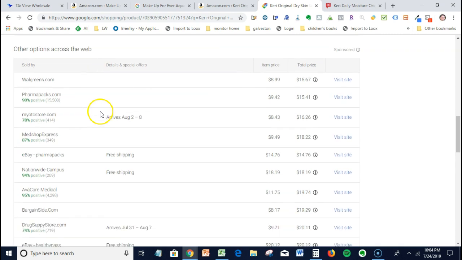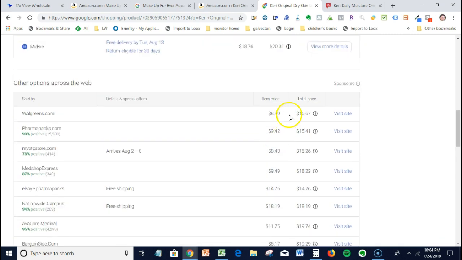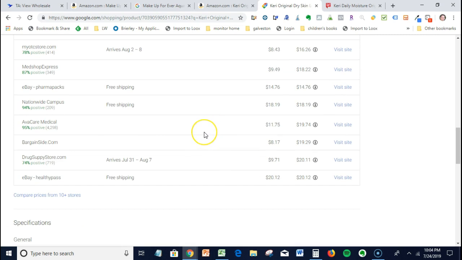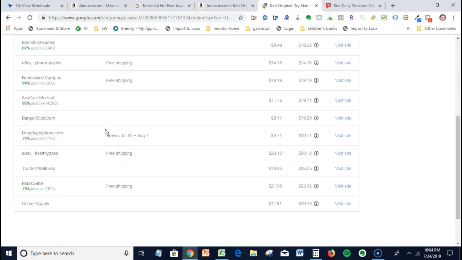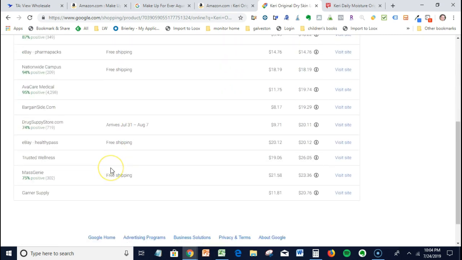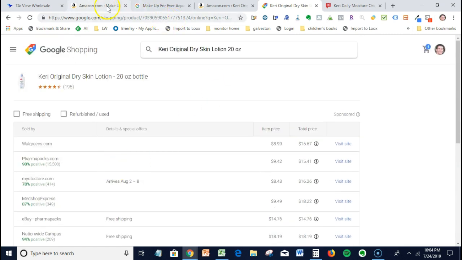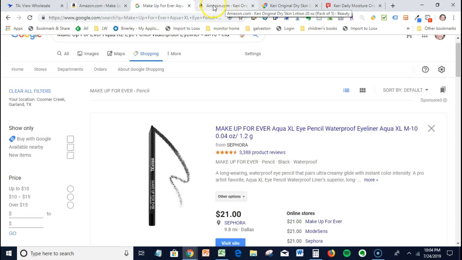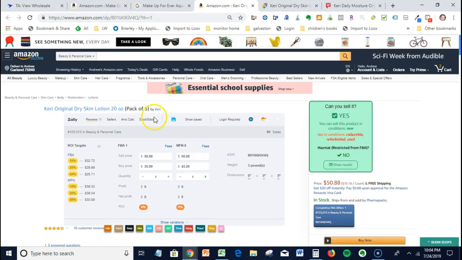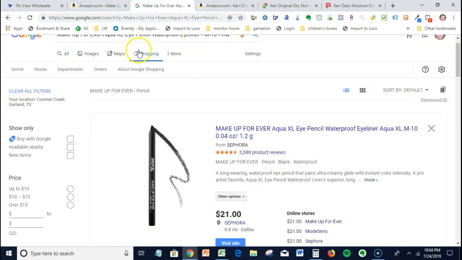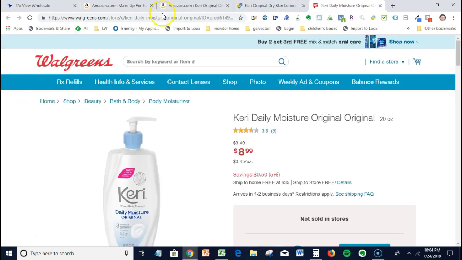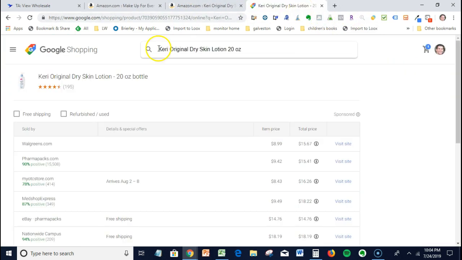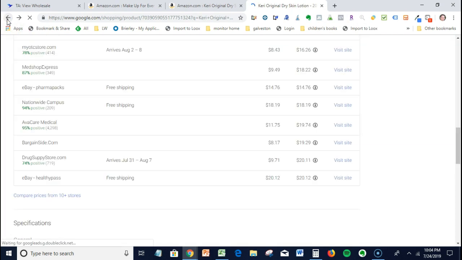Walgreens $8.99. See, the total price is there. It's $15.67. That's too much. I'm not sure if Rite Aid would ship for free or not. Yeah, so all these are really expensive. But because I saw it at Rite Aid, let's just go back to where we were on that one there. Let's go back here.